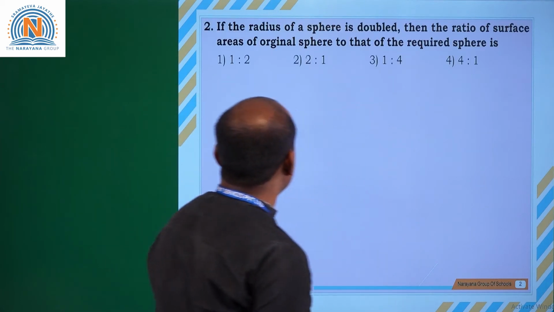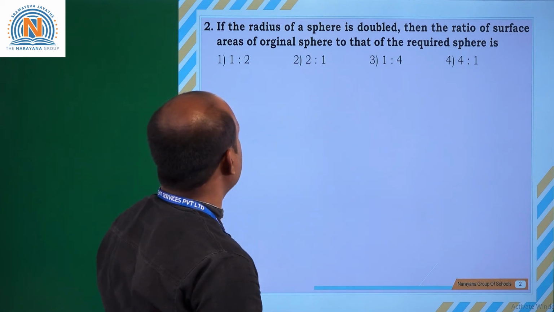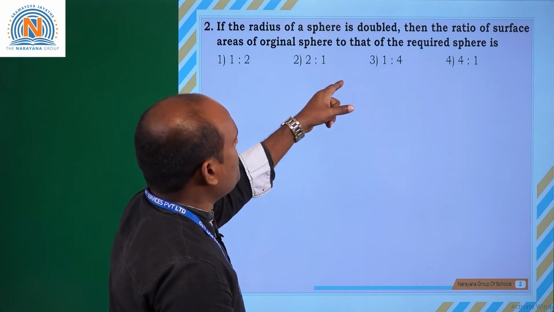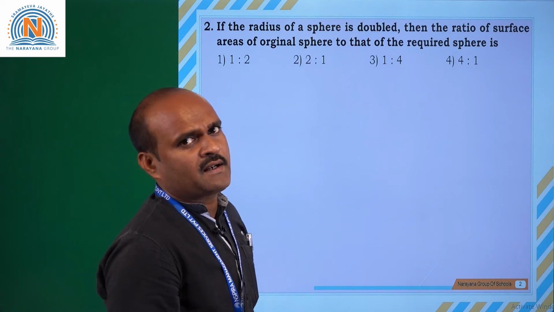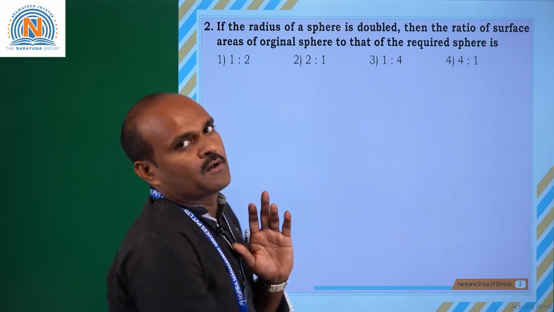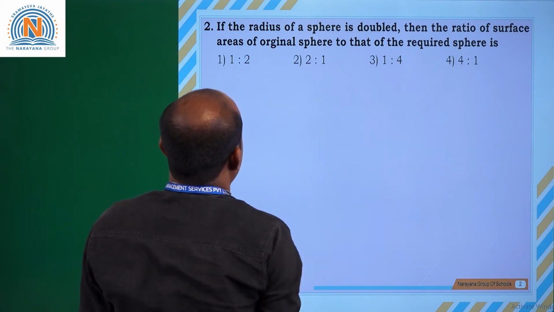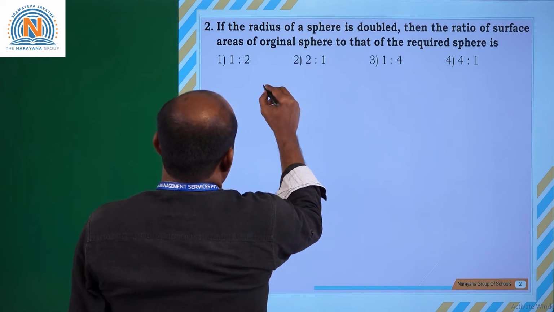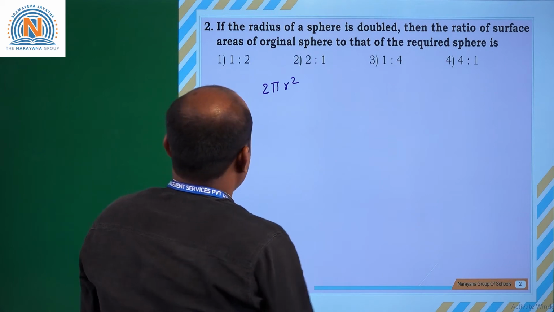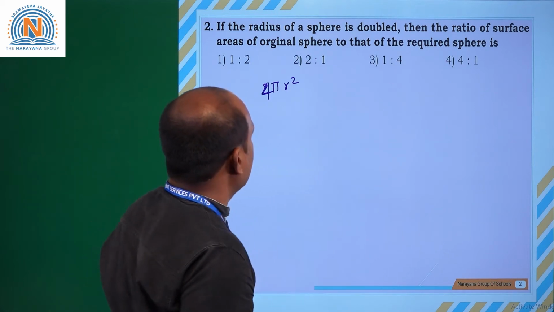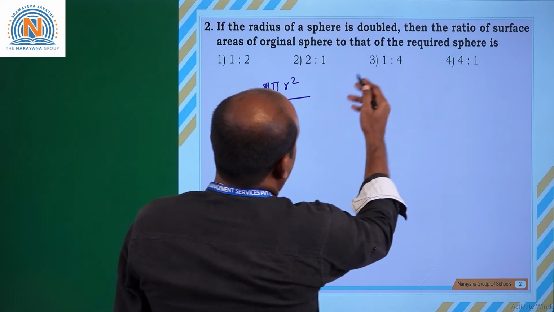Now coming to the next one. If the radius of the sphere is doubled, then the ratio of surface areas of the original sphere to that of the required sphere is. The required sphere is nothing but the sphere after the radius is doubled, right? So what is the surface area of the original sphere? Surface area is 4 pi r square, right? 4 pi r square by 4 pi into the required sphere's radius square.